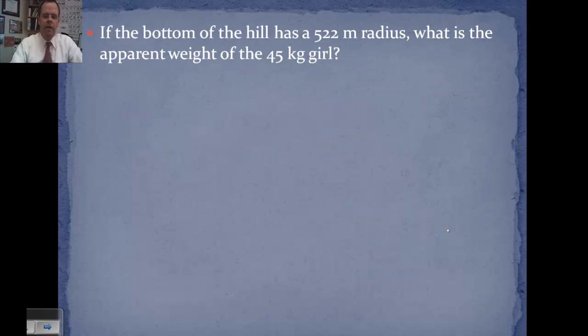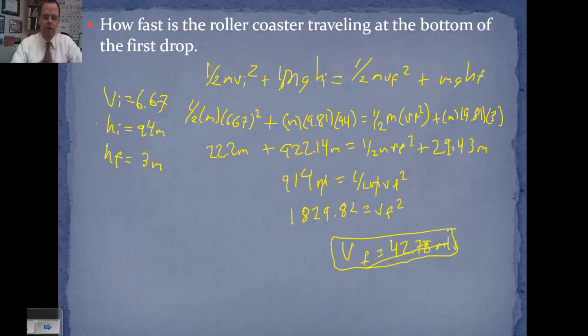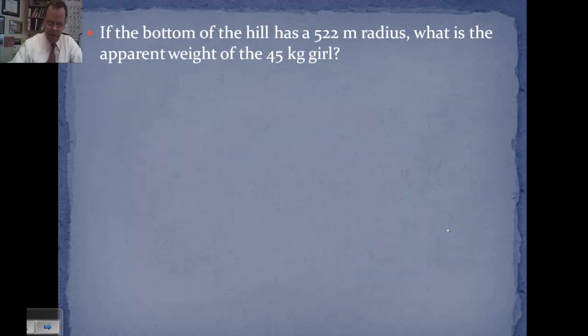Now the next problem: at the bottom of the hill, there is a 522 meter radius. What is the apparent weight of the girl? So we have a 42.78 meter per second velocity.